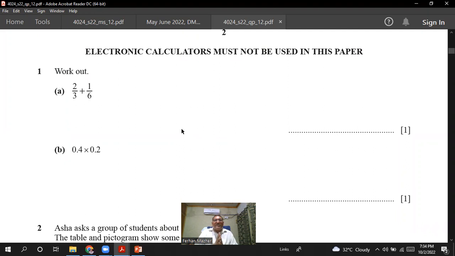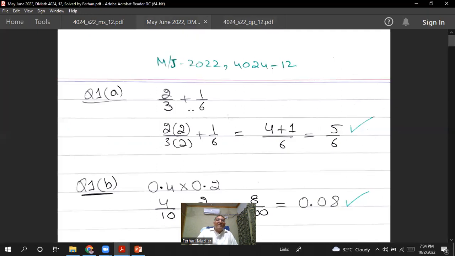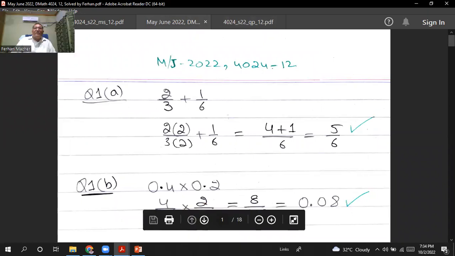Here we have two fractions and they want us to add these two fractions, 2 by 3 plus 1 by 6. We will try to make the denominators the same. And how we will do that? We will multiply this first fraction, numerator, denominator, both with the 2. So that will give us 6 in our denominator.